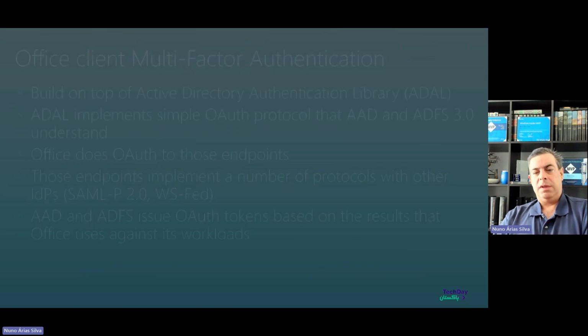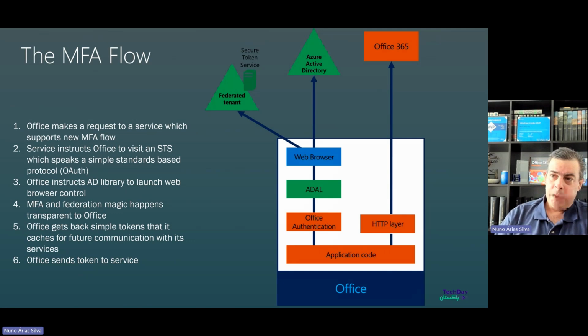And how does all this work? Okay. First of all, Office makes a request to a service that supports the new MFA workflow. Then at the HTTP layer, it will ask for the requests. Then the service instructs Office to speak a simple standards protocol just to start authentications, then going to the library to launch a web browser to go to the login page.